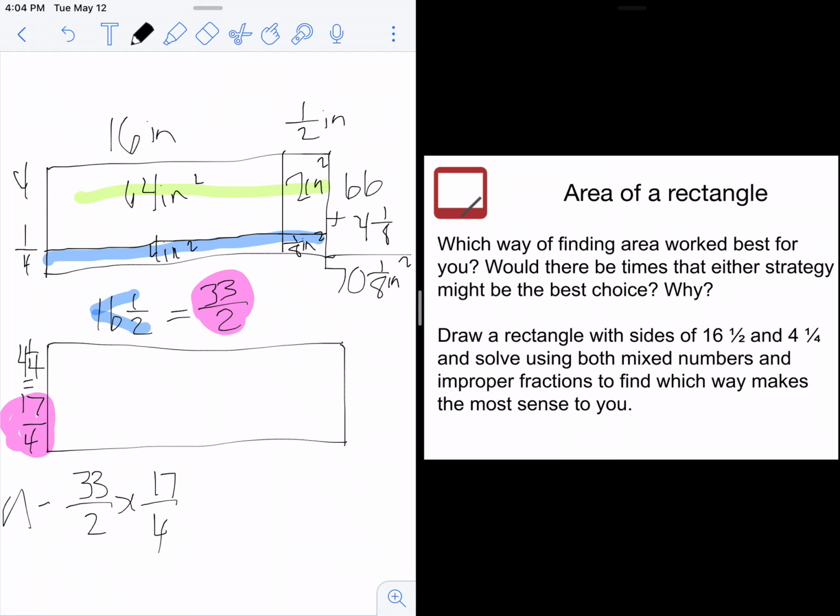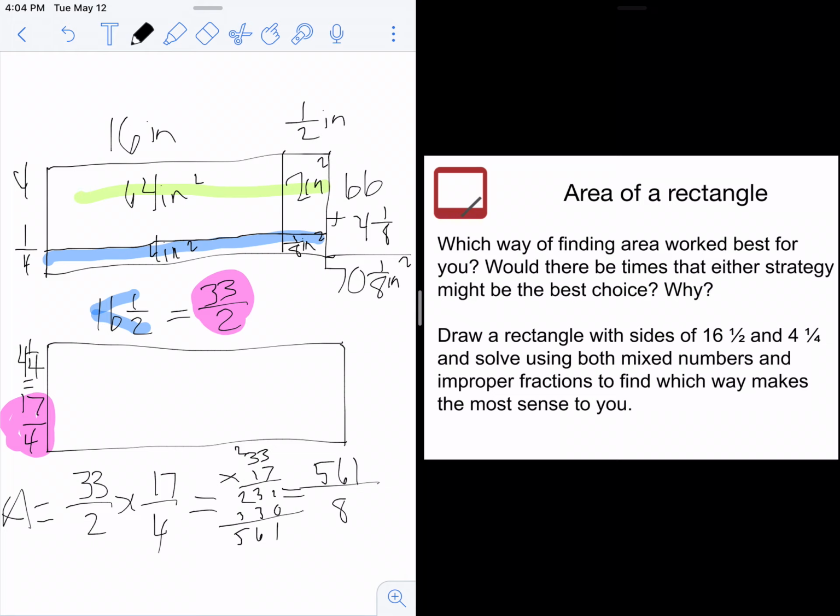This is our area. 33 times 17. 7 times 3 is 21. 1 carry the 2. 7 times 3 is 21 plus 2, which is 23. Placeholder 0. 3 times 1 is 3. 3 times 1 is 3. And then you add them together and you get 561. So we have 561 on the top over 2 times 4 is 8.